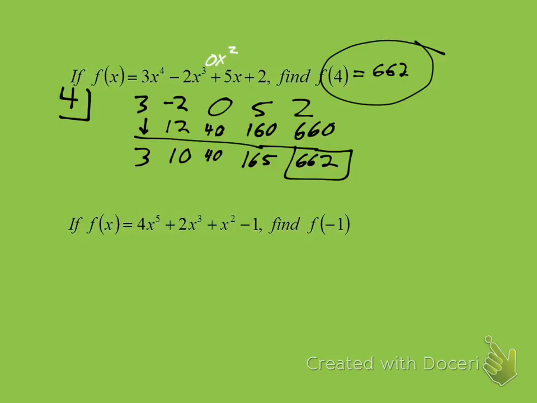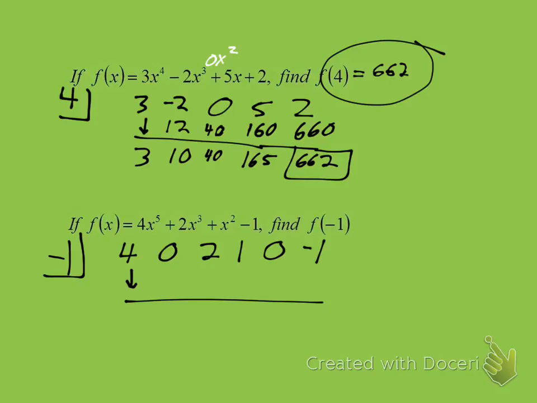Okay. Do f of negative 1. Do the bottom one. Fools rush in. Remember that. So remember, if you're doing f of something, you don't change the sign. Okay, so 4, you don't have a 4th power, so you put in a 0. 2 goes with the cube, 1 with squared. You don't have a single power, so you put in another 0. Okay, minus 1.